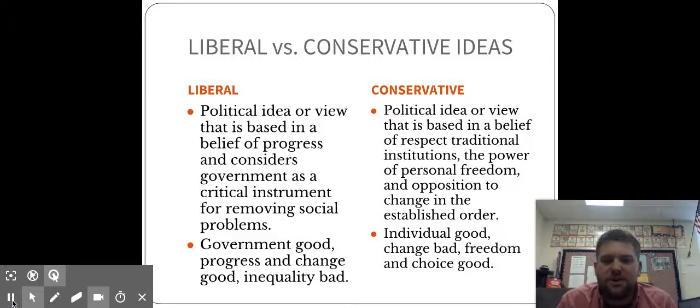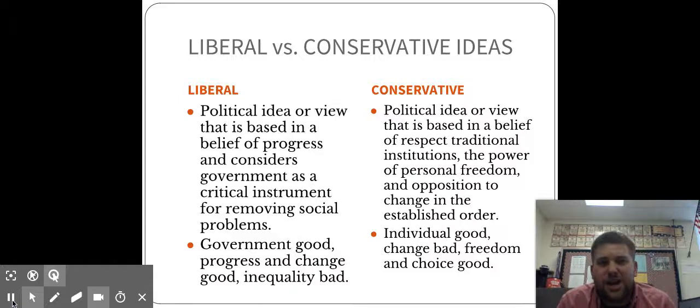Conservatives look at this very differently. Conservatives are going to say that it's a political idea or view that is based in the belief of respecting traditional institutions, respecting the power of personal freedom for individuals and citizens to make their own choice.